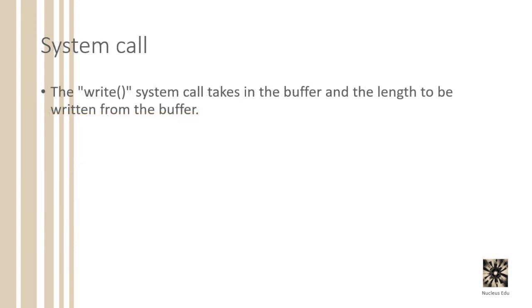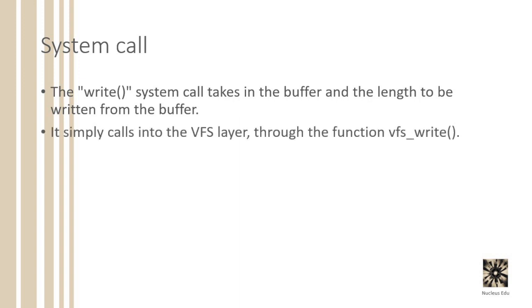So this is the first layer that your IO goes through, right? When you do a write system call, it goes to the system call layer, and write is a very simple system call. It takes a buffer that you want to write and the length to be written from that buffer. And the system call layer basically calls into the next layer, which is the VFS layer, and that is done through the function vfs_write. Right, and VFS stands for the virtual file system layer here.